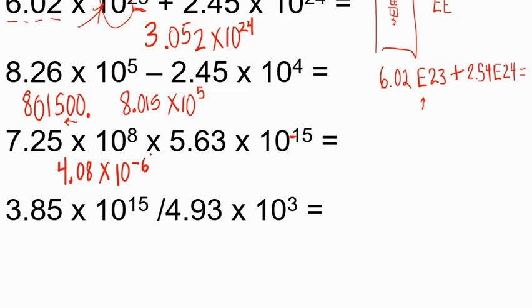Okay, 7.25. And then the EE key, and 8. And then times 5.63. And then the EE key. And then now you're going to hit the negative key, which is below the 3, and that's a minus. There you go. Yep, that's your negative key. And now you're going to type in 15.